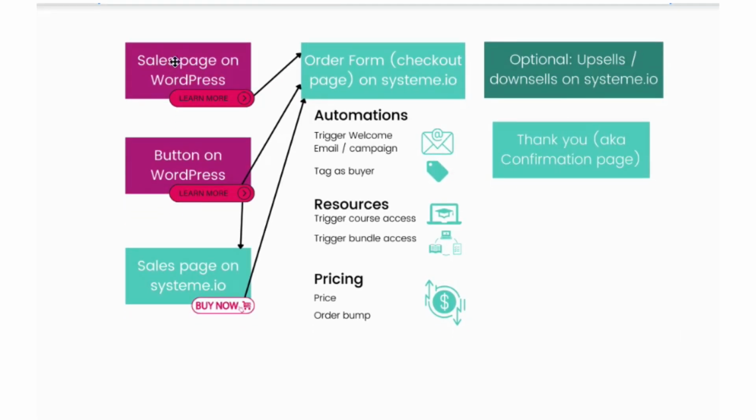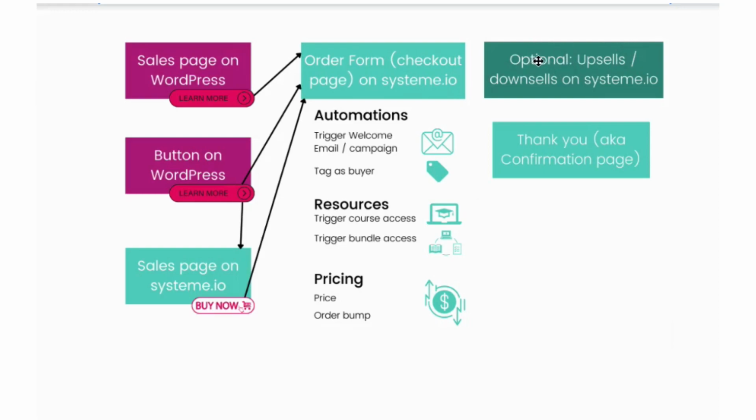So again, visually, sales page on WordPress or just a button somewhere on your WordPress site. Sales page on Systeme with a buy now. No matter what, this part is mandatory. Okay, this is optional. This is mandatory. So you set up automations in Systeme on the order form section, and you're going to do a trigger email welcome or a campaign. You're going to tag as a buyer, and you're going to add them. You're going to choose what resources they're going to get when they make a purchase. And then you will set up the price and the order bump if you wish to have one.